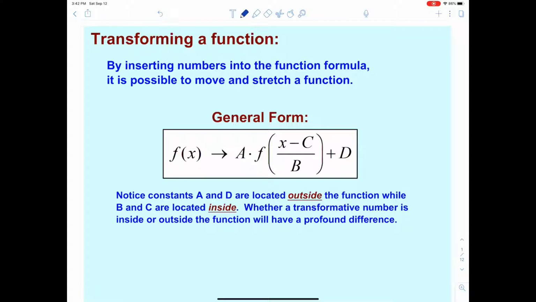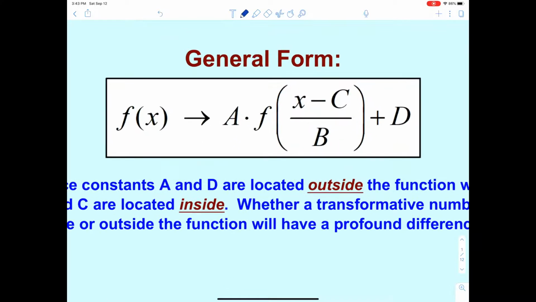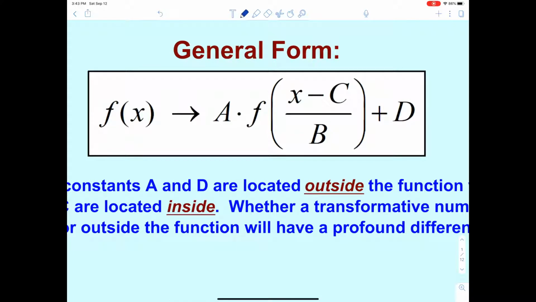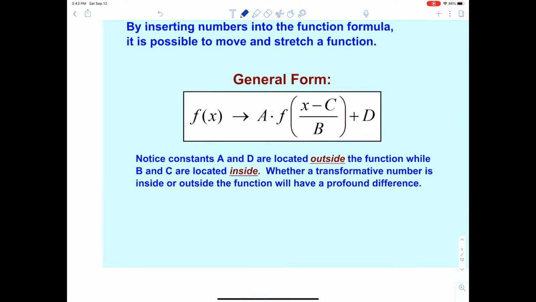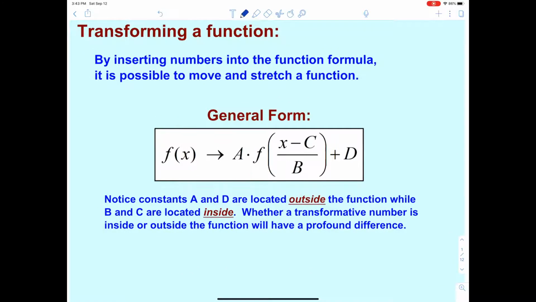If you take a generic function in function notation, like the f of x notation, and you insert numbers in specific places with specific operations, they will have consistent outcomes. So right here is the general form of all the things that you could possibly do to a function. There's an a, b, c, and d. Depending on where you put the number and how you attach it to the function, it will dramatically affect how the function moves or is stretched.